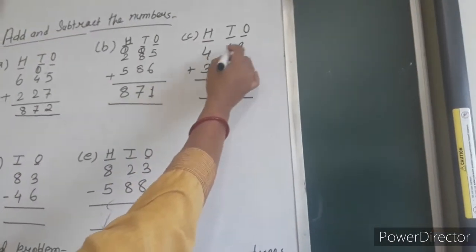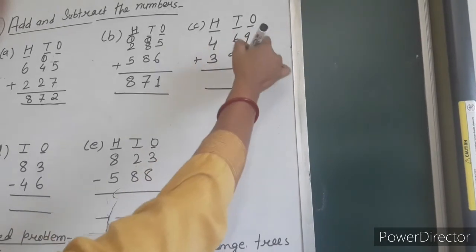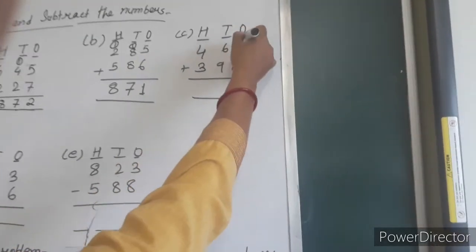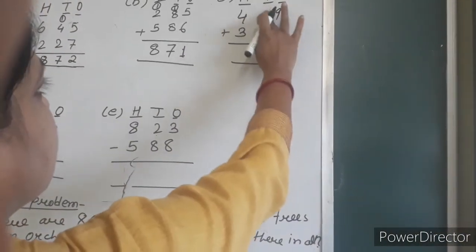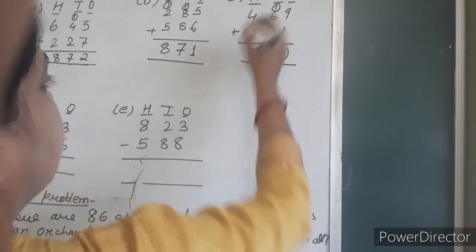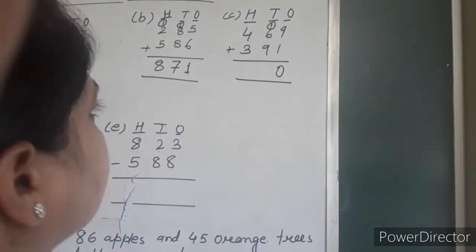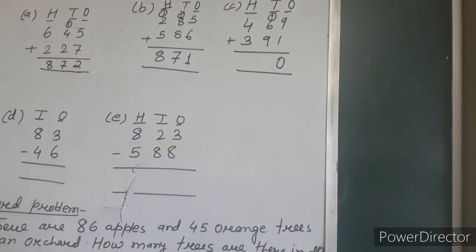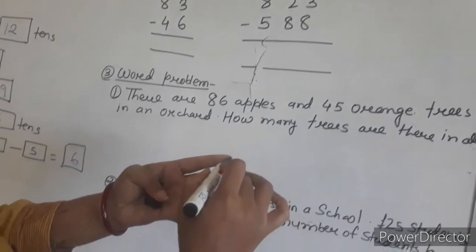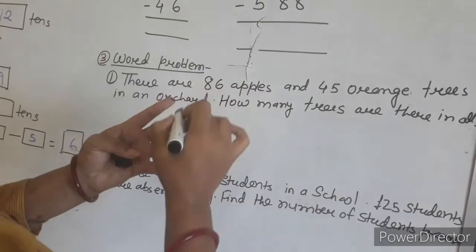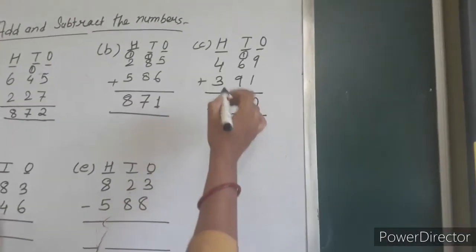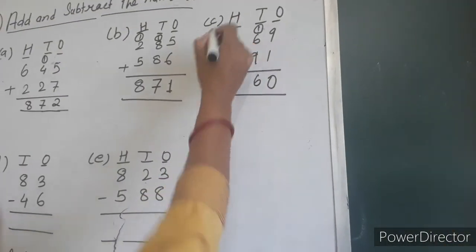Then number C, 469 plus 391. We again just start the count from the ones place. So 9 plus 1 is 10, and this 1 will become in the tens place. 9 plus 6 is 15. 9, 10, 11, 12, 13, 14, 15. Okay, plus 1, 16. 6. Again 4, 5, 6, 7 plus 1 is 8.